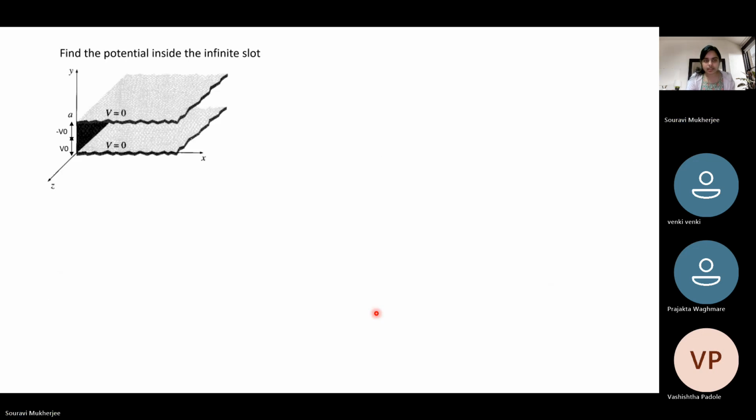Now, suppose, like in the last case, we saw the general case, some v naught which is a function of y, but you can be given certain specific functions. Like here, in the same problem, it is said that the potential is v naught from 0 to a by 2, and then minus v naught from a by 2 to a, right? So that means now you have to use this specific form of potential, okay?